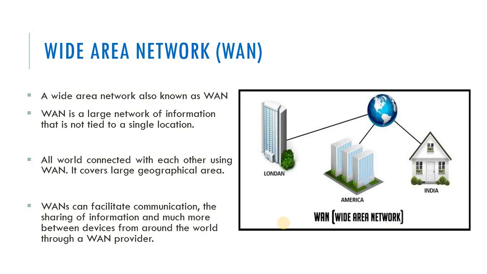The next is the wide area network. A wide area network is also known as a WAN. A WAN is a large network of information that is not tied to a single location.